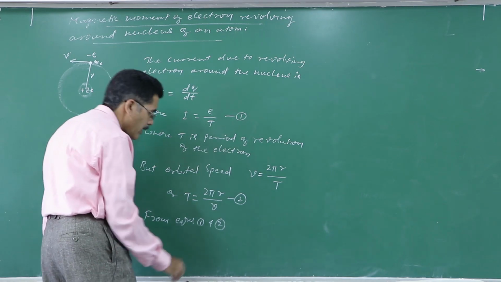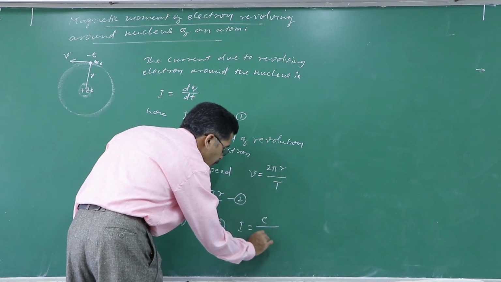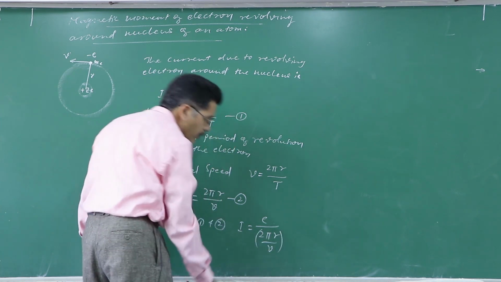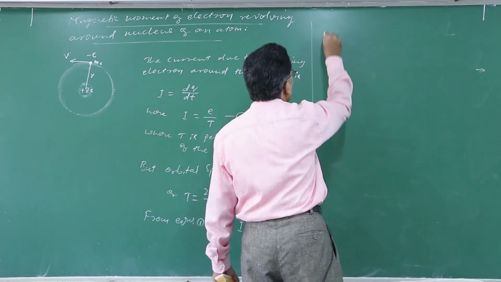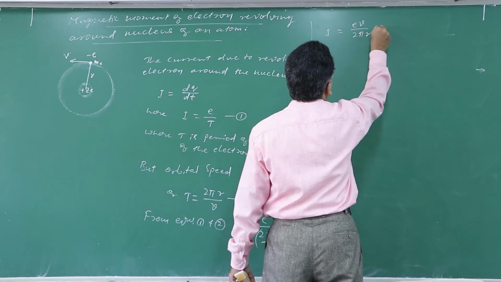I can write I is equal to e by 2 pi r by v, or this is equal to I is equal to ev by 2 pi r.